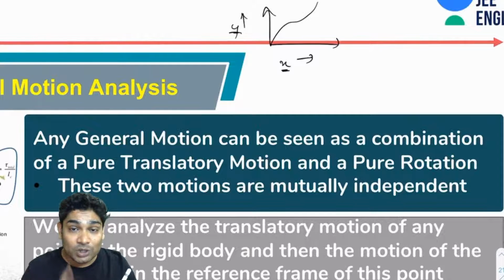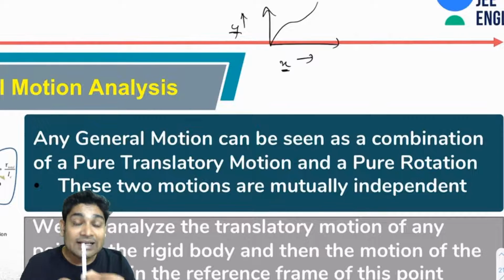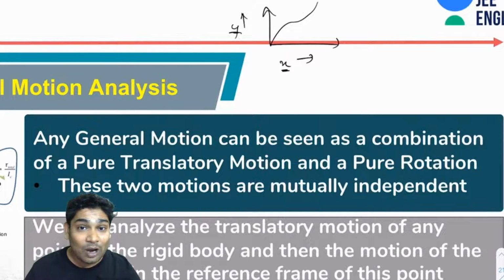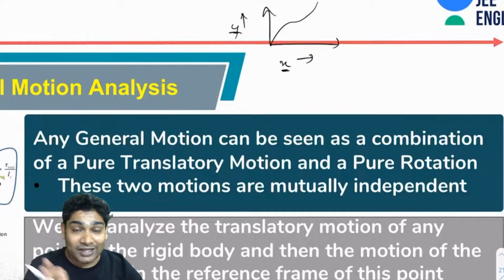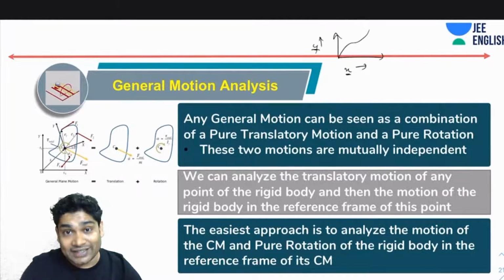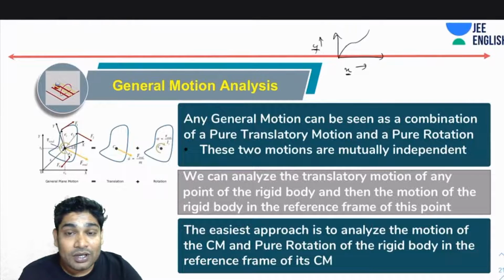Now, because these motions are mutually independent, when you are analyzing translation, you can completely forget about the rotation. Similarly, when you are analyzing rotation, you can completely forget about translation. Now, you already know how to analyze pure rotation and pure translation. Now, you just do it one by one for general motion by forgetting about the other one at the time of analysis. Then you can say the final result would be a combination of the both. Okay. So that is the idea.